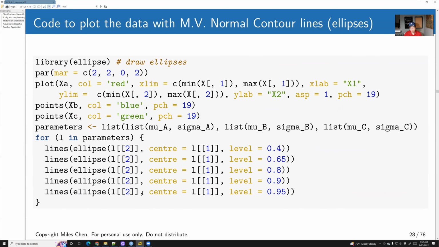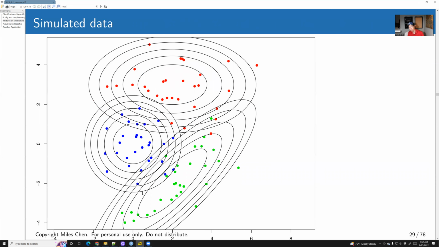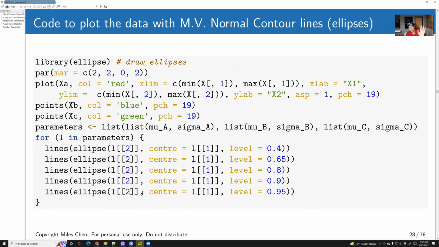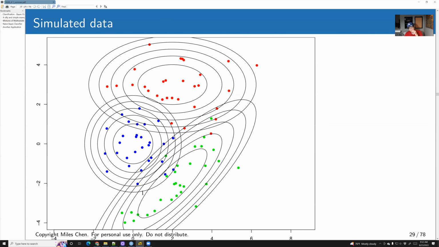And so if I generate the data and I plot it, so this is just code to generate the graph, this is kind of what it looks like. All right, so I've got these contours representing the multivariate normal distributions. So we can see red is centered at 2, 3, blue is centered at 0, 0, green is centered at 2, negative 2. Okay, and then there is no covariance between x1 and x2 for red, no covariance for x1 and x2 for blue, and there is covariance between x1 and x2 for green.